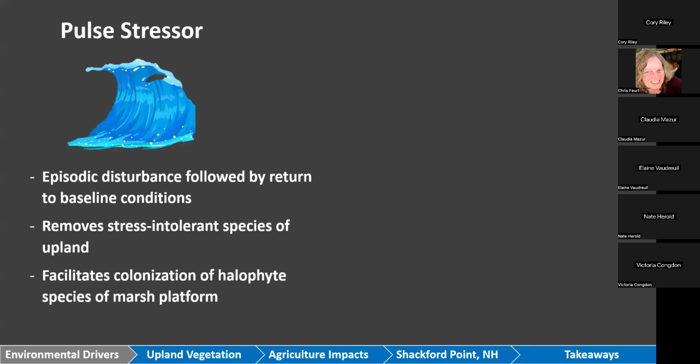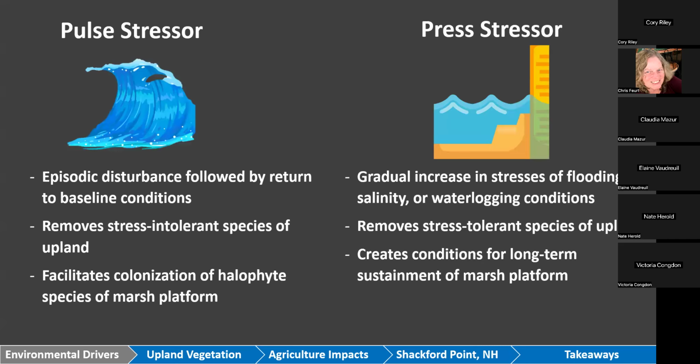But to kind of frame our minds even more just a bit, I want to think about these three stressors in two very different ways. We can think of these stressors being delivered in a pulse, so in a very big episodic disturbance. For us in New England, that might be a southeaster or nor'easter.